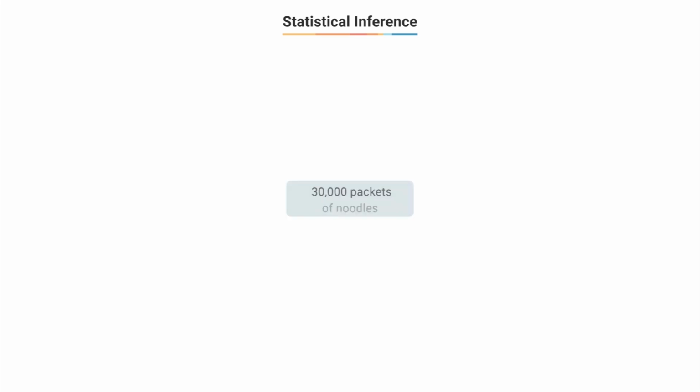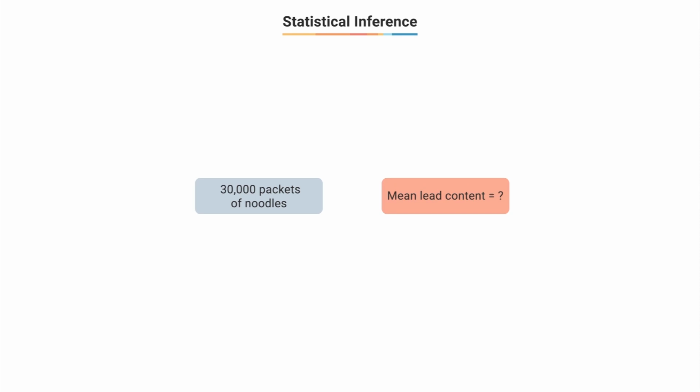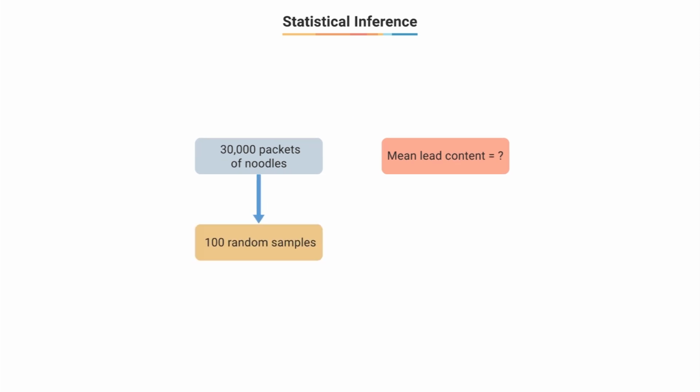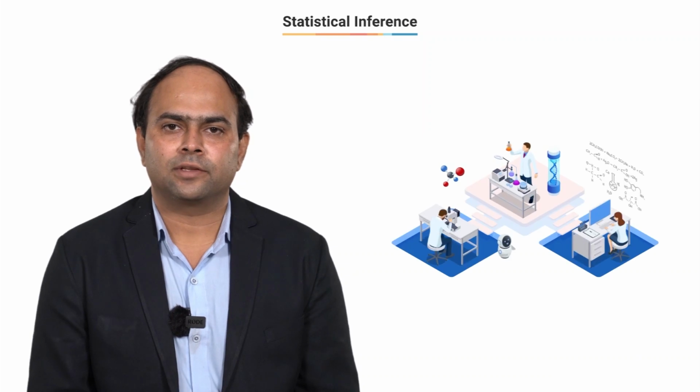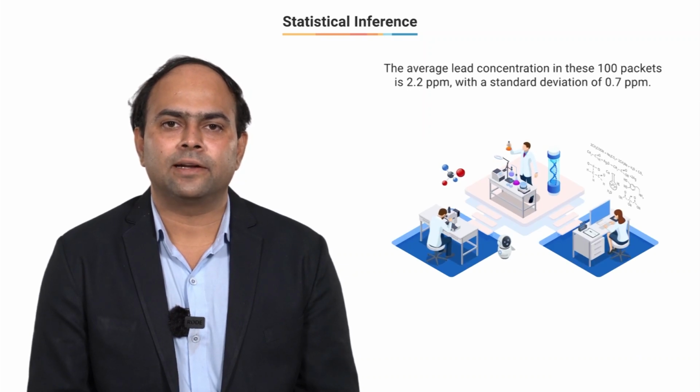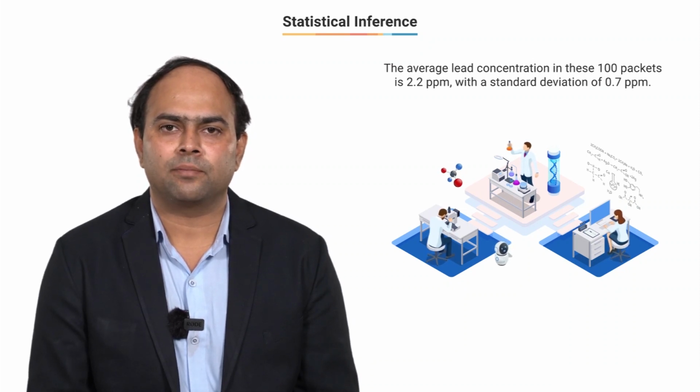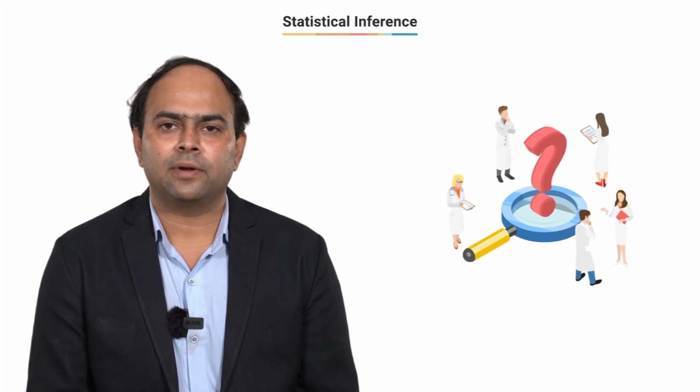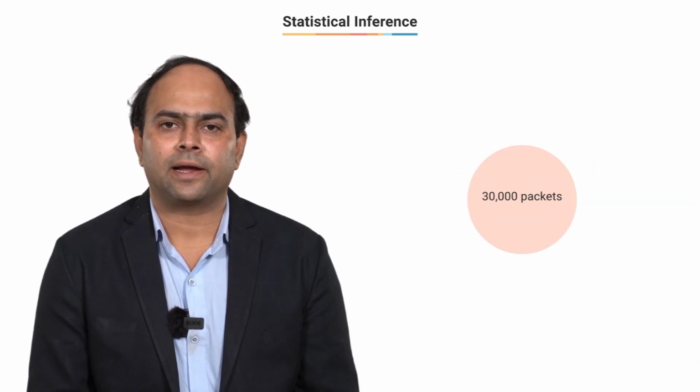Consider that you have around 30,000 packets of noodles that this company has manufactured, the mean lead content of which is unknown to us. Out of these 30,000 packets, we select around 100 packets randomly and measure the lead content in each of them. After this process, we find that the mean lead content in these 100 packets is 2.2 parts per million, ppm, with a standard deviation of 0.7 ppm. Well, do you think these parameters would be the same for the 30,000 packets of the population? How sure can you be?